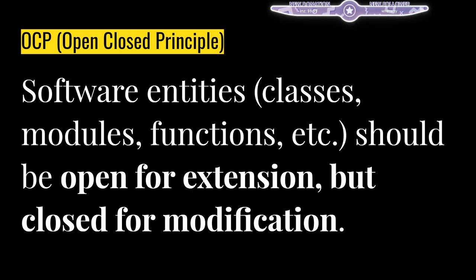Software entities, being classes, modules, functions, etc., should be open for extension but closed for modification. That is the key to the open-closed principle. Extensibility and immutability of what is already working. And I'm talking about immutability not of state, but of actual code. Code that is working shouldn't be tampered with.